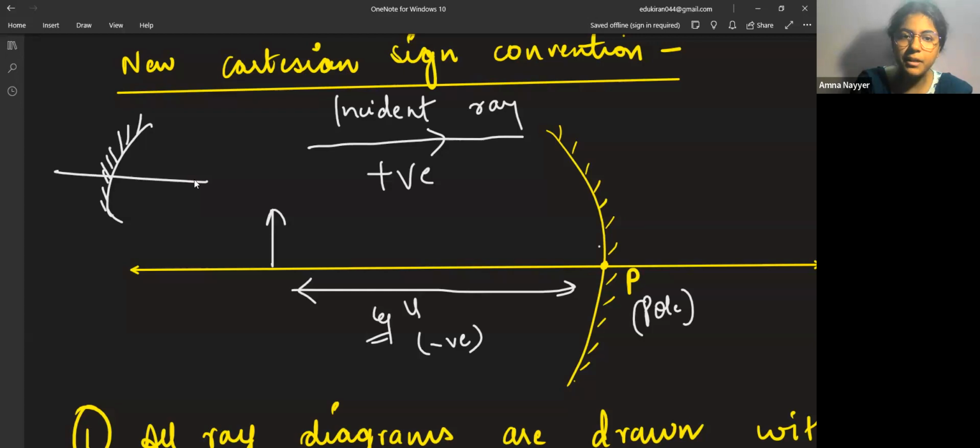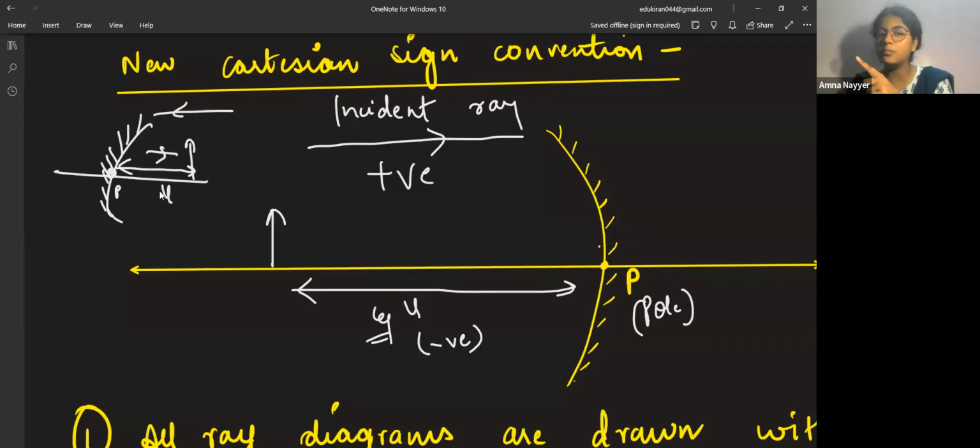Now something is kept in front of it. Move from the pole. What will be now the direction of incident ray? Incident ray's direction will be this. So now for this mirror, right to left will be positive. From the pole you are moving and calculating the object distance. So this is the direction from the pole towards the object. This will be minus u this time.